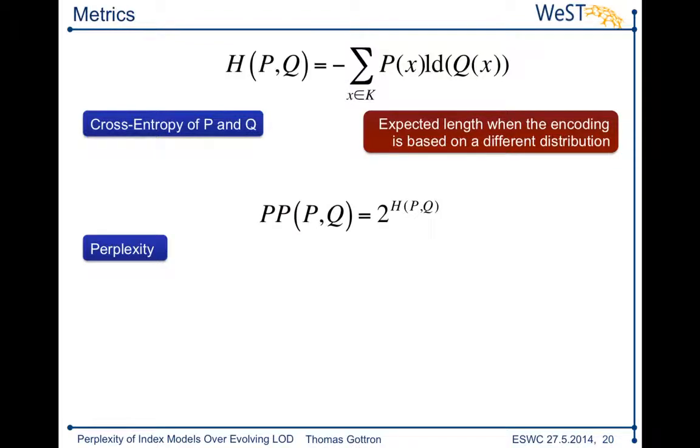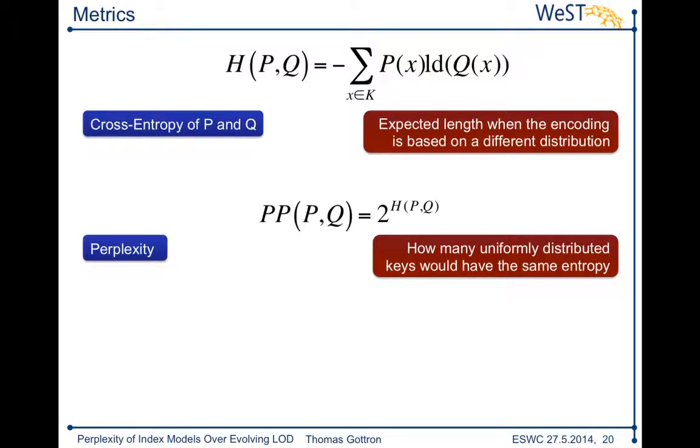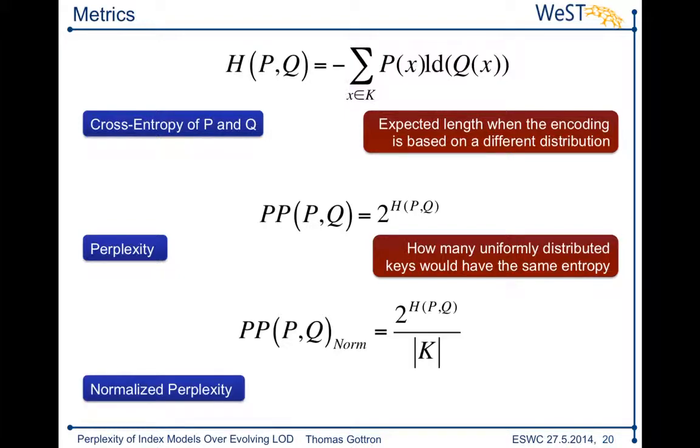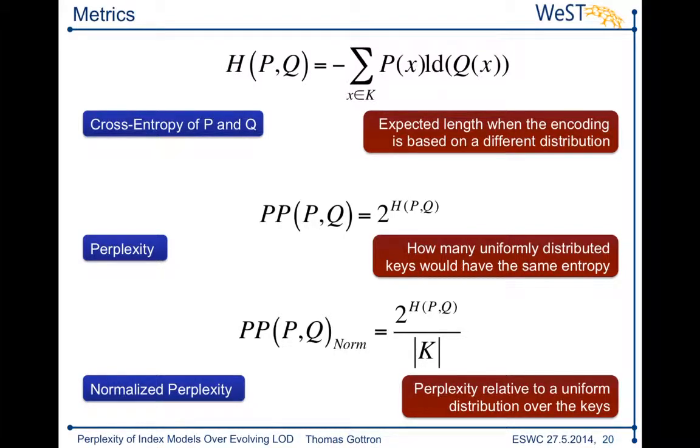The name-giving metric that we also have in the title of our paper, perplexity, is then based on the cross entropy and is 2 to the power of the cross entropy. What does it tell you? It can be seen as the number of how many uniformly distributed keys would actually give you the same entropy value as you have observed here for the cross entropy. And that also allows you for a normalization of perplexity by dividing by the number of elements that you actually do have in your key set. And so that is giving you basically a perplexity relative to the uniform distribution over the keys if you would assume that as a distribution.